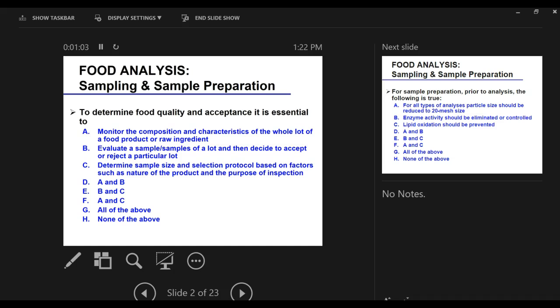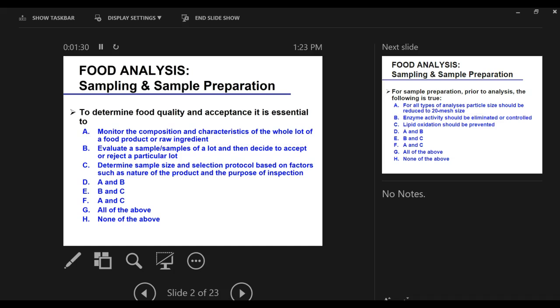What makes sense to you? Michelle. Letter C. C is correct. Anything else stands out for you? Amanda. Amanda goes with all of the above. What were you going to say, Paige? Paige has it right. We're going to say B and C.